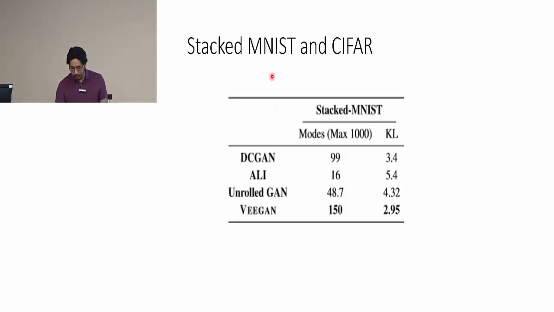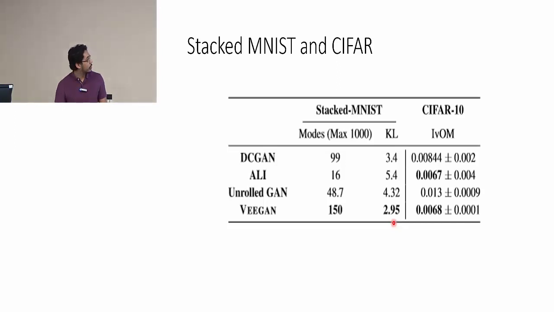And then the results for the stacked MNIST, there were 1,000 modes. None of them came close to actually capturing all the modes, but VEEGAN did do significantly better than the others. Over here, the KL is the Kullback-Leibler divergence, which is measuring the difference between the distribution of the real images and the distribution of the images generated by the network. So smaller is better, and once again, VEEGAN had the best.